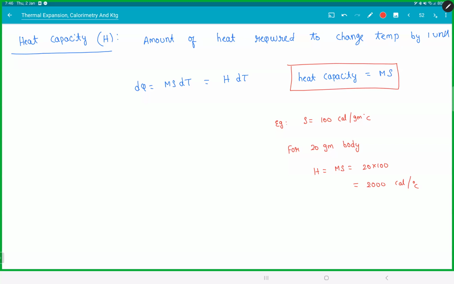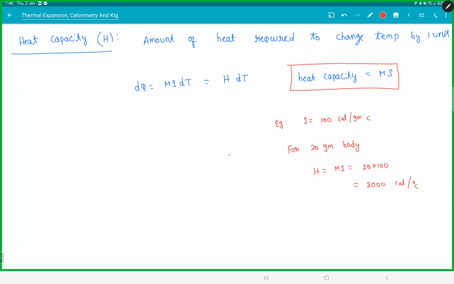You're getting it? On top of that, say you have some random shape. I don't care what the shape is. On it will be written 2000 calorie per Celsius. Meaning, if I give 2000 calories, the temperature will change by 1 degree. Simple, right? I need not care about the shape, the mass, or what type of material it is. Hope you're getting it. It's more of a convenience in the lab.